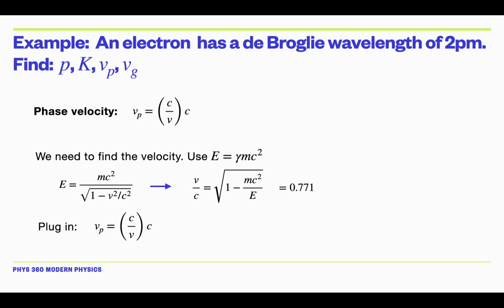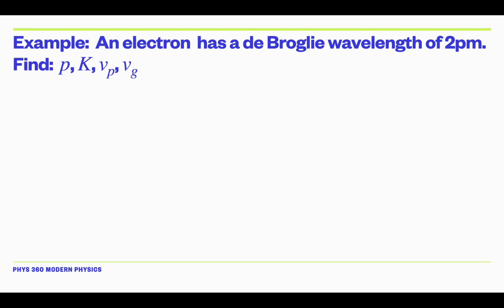Now that we have v over c, we can plug it in and find the phase velocity. The phase velocity is just going to be the speed of light divided by 0.771, which turns out to be 1.3 times the speed of light. So the phase velocity is going 30% faster than the speed of light. All right, finally, the group velocity is very simple. Remember, the group velocity is just equal to the classical velocity of the particle, and we've already calculated that. We found that v was 0.771 c, so the group velocity is 0.771 c.